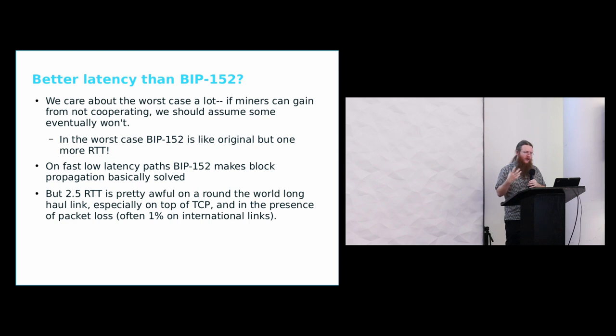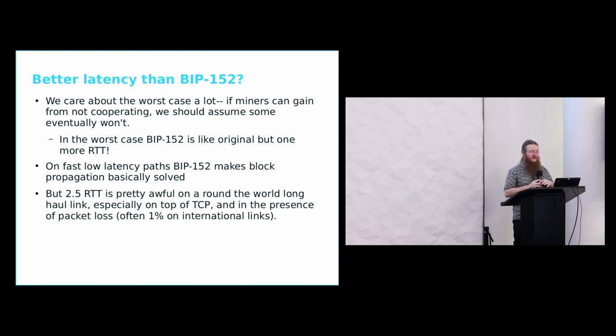And on fast, low latency links, BIP 152's extra round trip is irrelevant. So you can say that BIP 152 is all you need on a fast, low latency link. But this 2.5 round trip time, in the worst case, is really awful internationally, especially because long-haul international links typically have in the order of 1% packet loss, and that'll make TCP stall and have round trips.